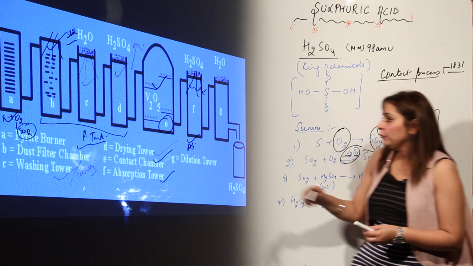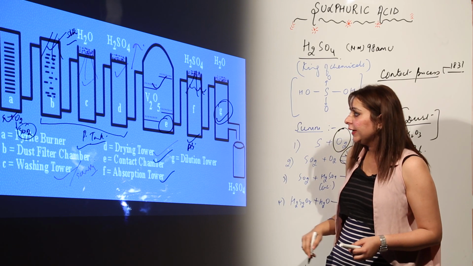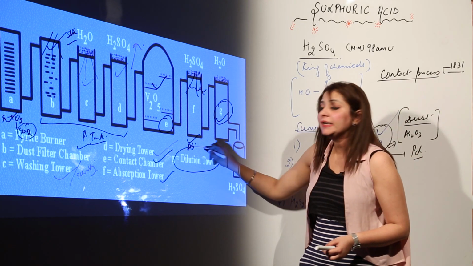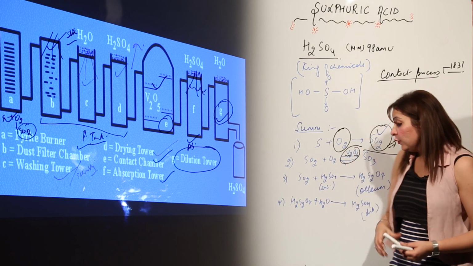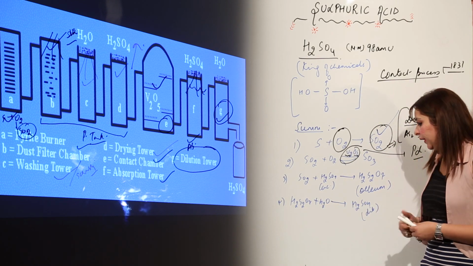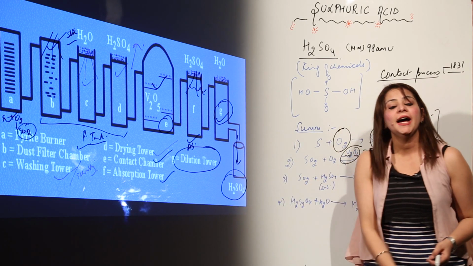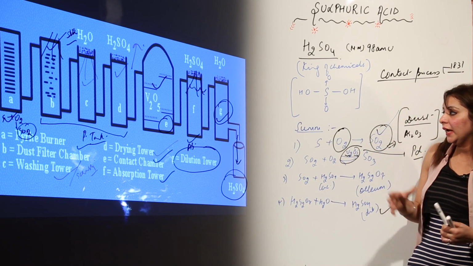Then after this, we pass this H2S2O7 into the G tank. What is this G tank? It is the dilution tower. Here we mix an equal amount of water with the oleum, and what we get as a result is our desired dilute sulfuric acid. So I think it is clear.